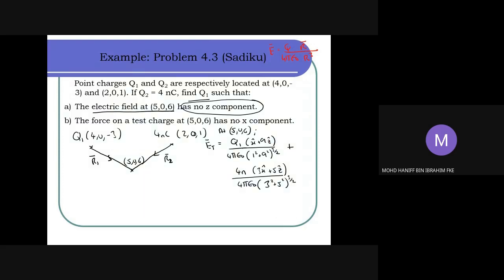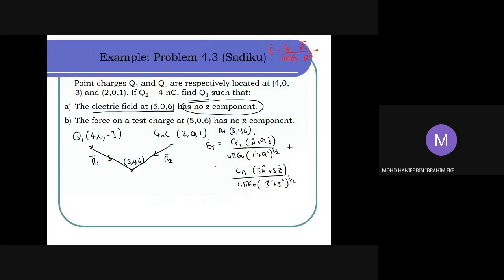I hope I make it clear on these issues, yeah? So now we can use this given information here, which says that we need to find the Q1 such that the electric field at 506 has no Z component.